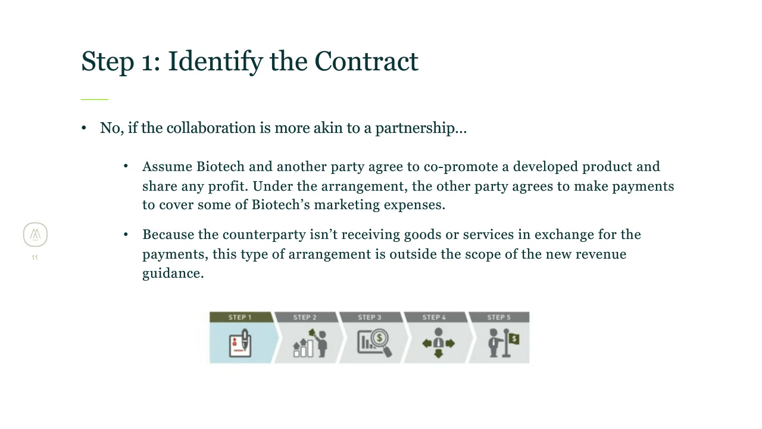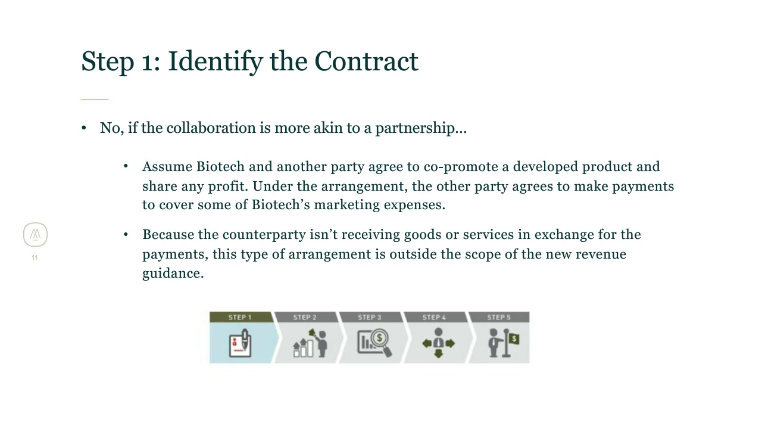So in that first example, we said yes, it was. In this second example, the answer is no. So if the collaboration is really more like a partnership, then it actually falls out of 606, is not actually covered by this at all. So let's look at that similar example using that same fact pattern.